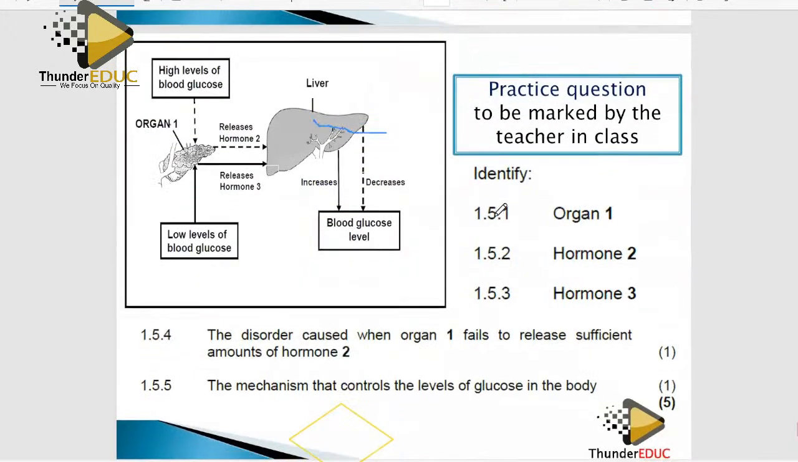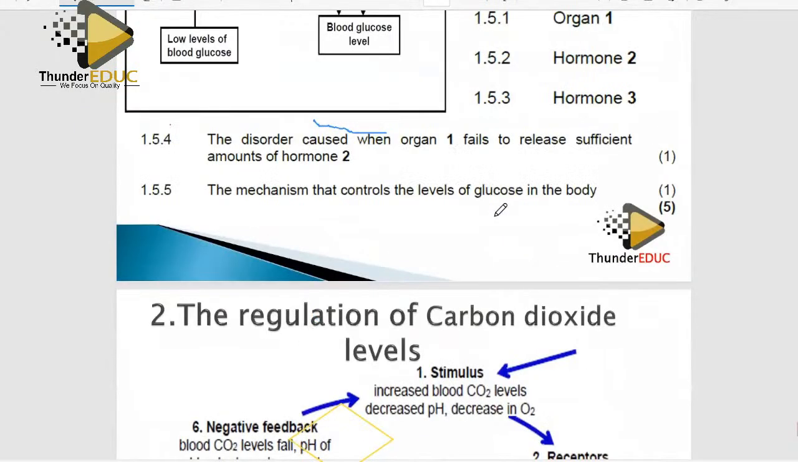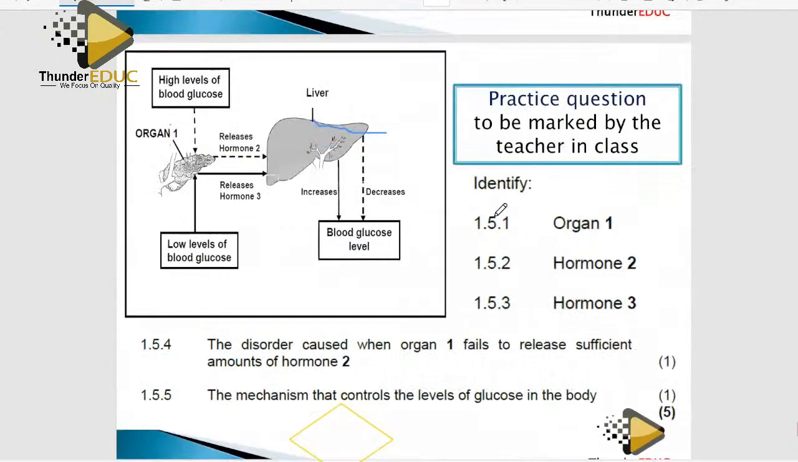Here is the question which is linked to diabetes. They're saying, name the organ. Okay, guys, unmute and then we see if we can answer it together, because we have 10 minutes now. Which organ is 1? It's the pancreas. Which hormone is 2?